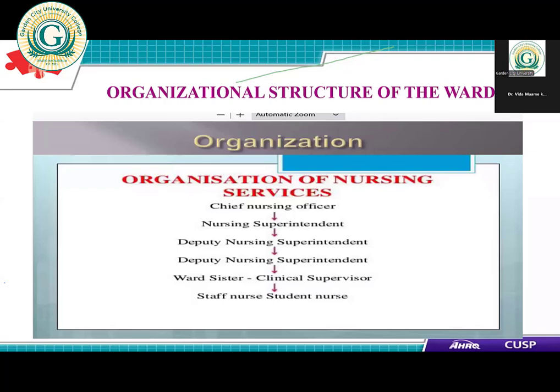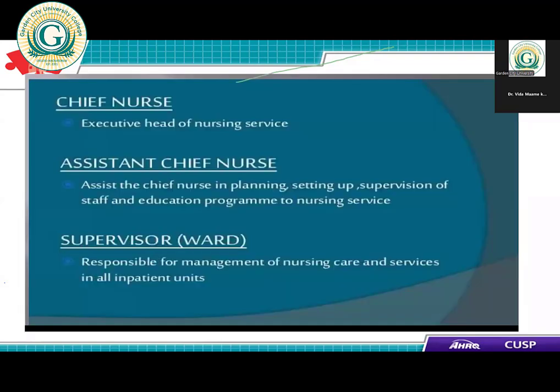As I said, it depends on the type of organization. Sometimes some organizations can be small, can be big. So it depends. But basically, these are the structures that we have. With the chief nurse, he is the executive head of all the nursing services. Then the assistant chief nurse would assist the chief nurse in planning, setting up supervision of staff and education program to nursing services.